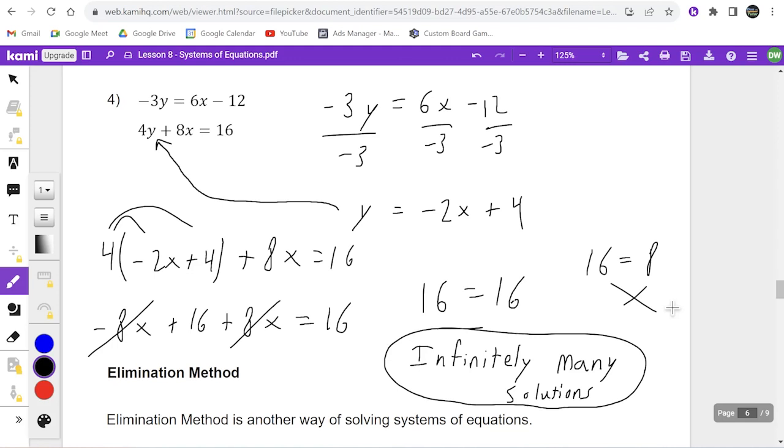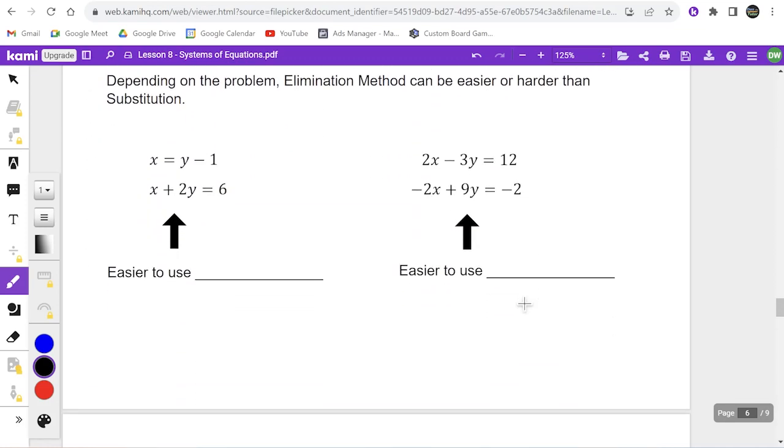Okay then. Next we're going to be talking about the elimination method. But before I explain the elimination method, I just want to show you when it's easier to use each method. So this equation on the right, where it's already solved for x, and it's very easy to see that you're going to plug in y minus 1 right there, this is easier to use substitution. This is when I want you to use substitution.